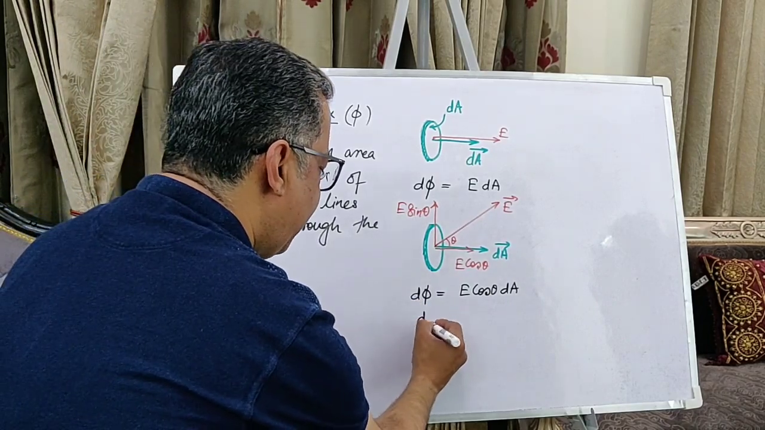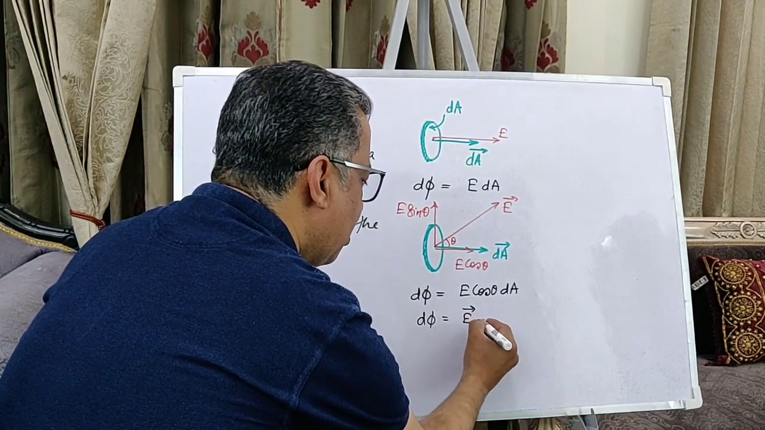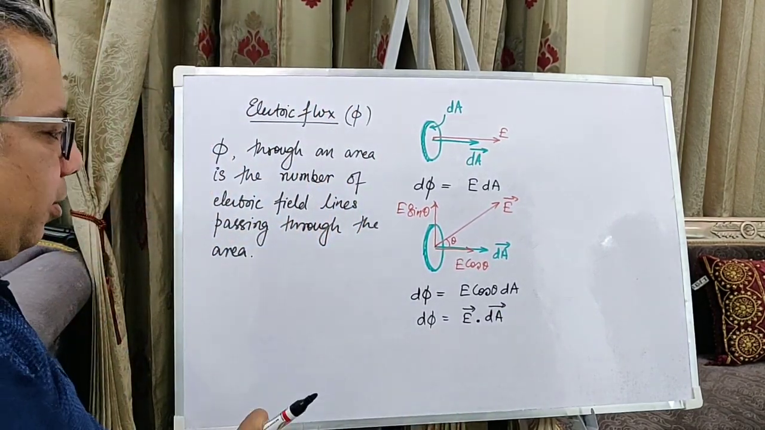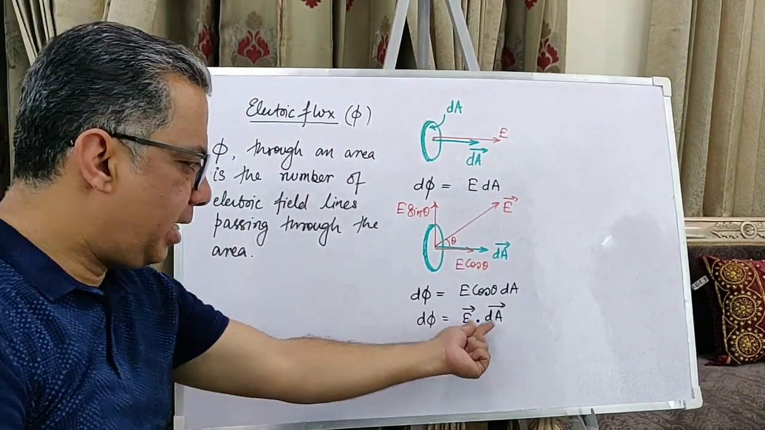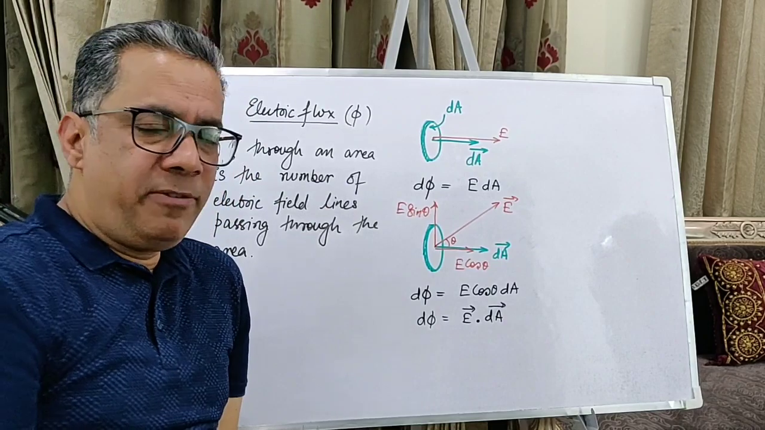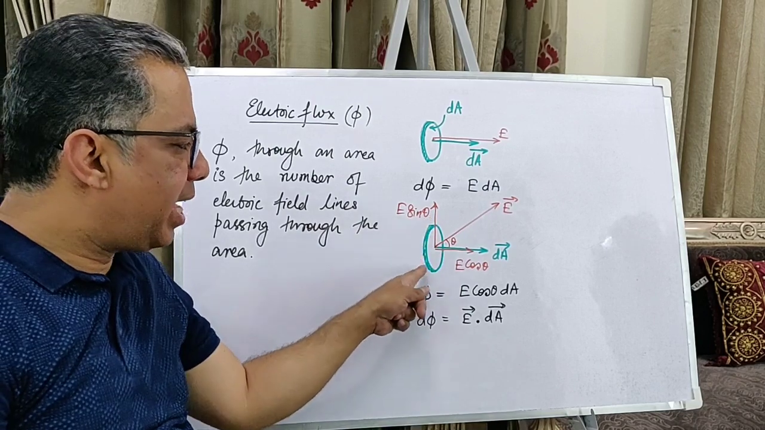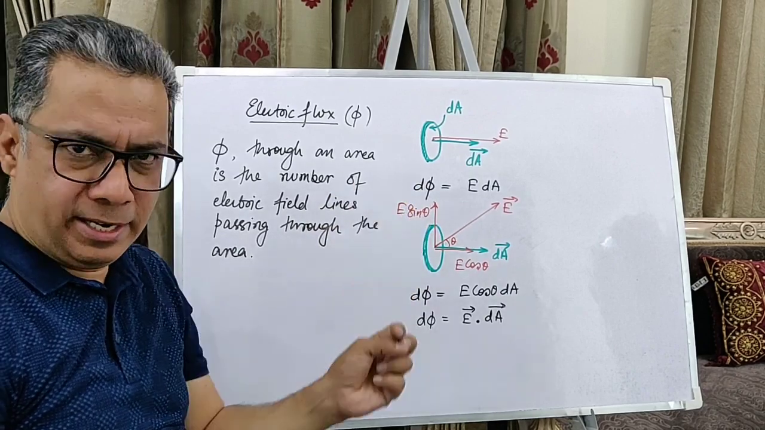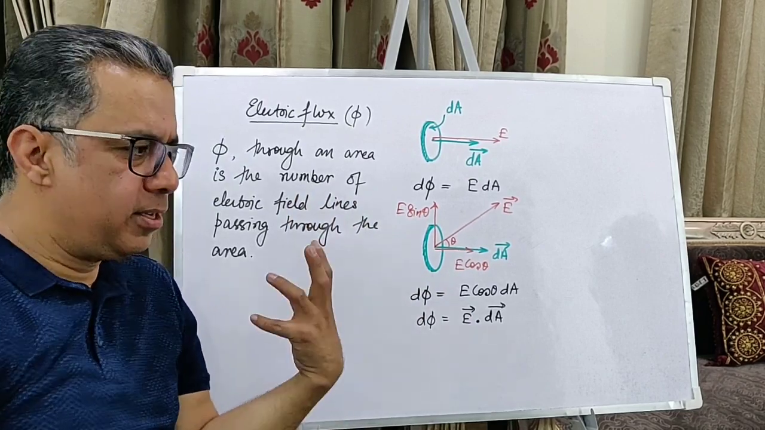Now this d phi therefore can be expressed as E dot dA. E dot dA. So we've actually defined electric flux as E dot dA for a small area dA. Now what if we have a larger area? If we have a larger area, then what we do is we divide that large area into tiny areas and calculate flux through all those tiny areas, and then do a summation of flux for all those tiny areas to arrive at the flux through the larger area.